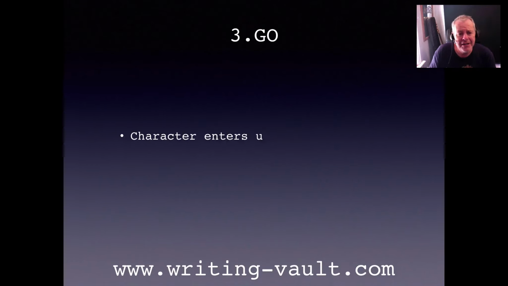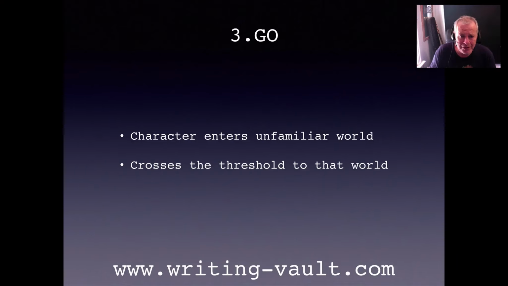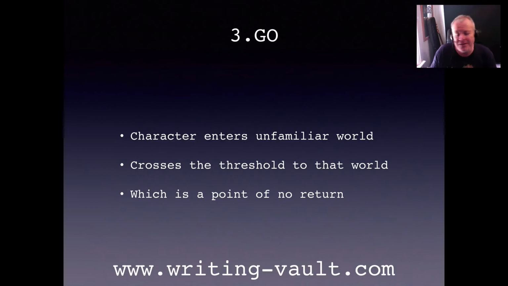Go is the third phase. In Go, the character starts to enter the unfamiliar world, crosses the threshold to that world. Campbell was very big on threshold crossings, threshold guardians. They're a specific archetype in Campbellian terminology. And remember, the whole genesis of the story circle is that it's a simplified version of the hero's journey as Joseph Campbell told it in The Hero with a Thousand Faces, to make it more adaptable for the needs of working TV writers. And that crossing of the threshold becomes a point of no return. So now the character is committed to moving forwards.